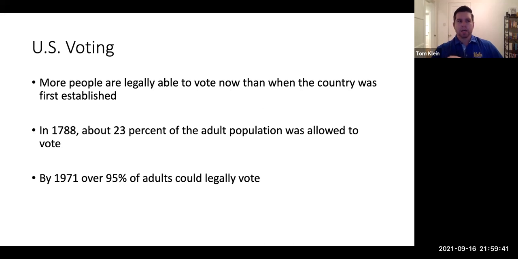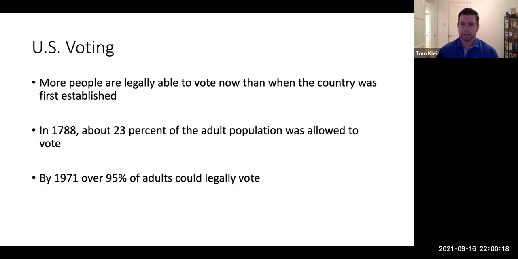Now, it's funny because when you think about the United States, you think of it as the beacon of democracy, one of the oldest democracies still in existence, depending on how you define democracy. But what's interesting is in 1788, the year that the Constitution was ratified, only 23% of the adult population could actually vote. Is that really democratic? I would say no. Less than a quarter of all American citizens could vote in 1788, again, the year the Constitution was ratified. So let's think about that here.